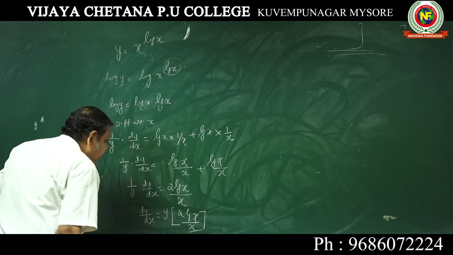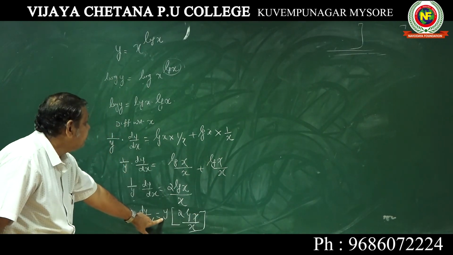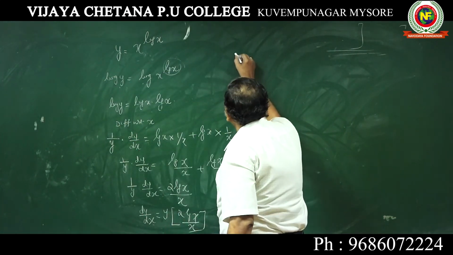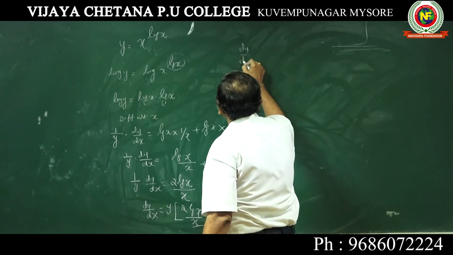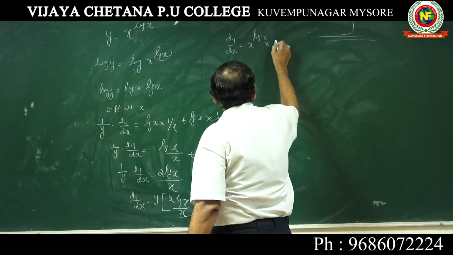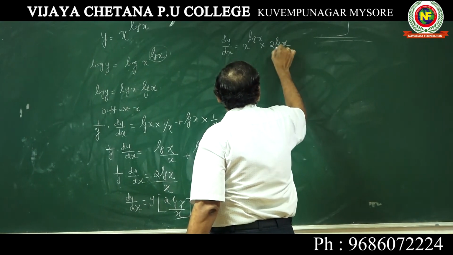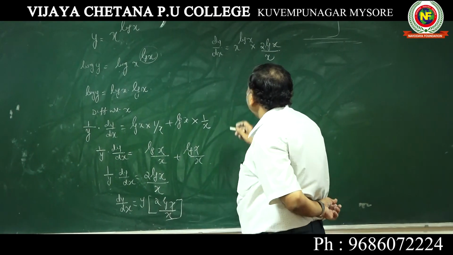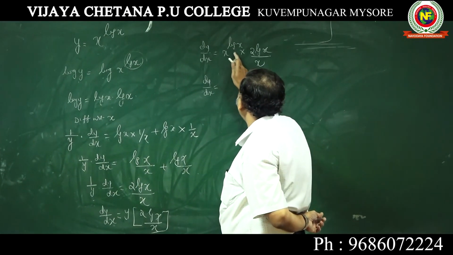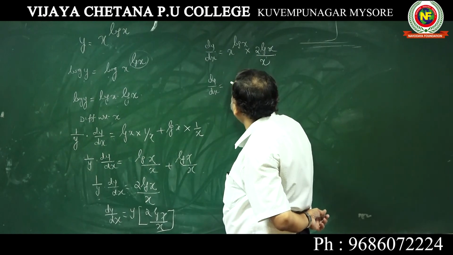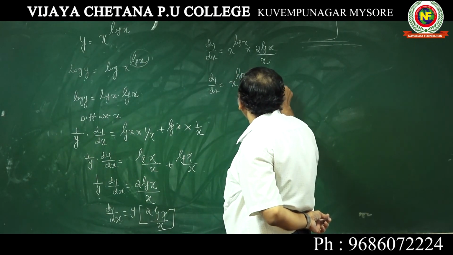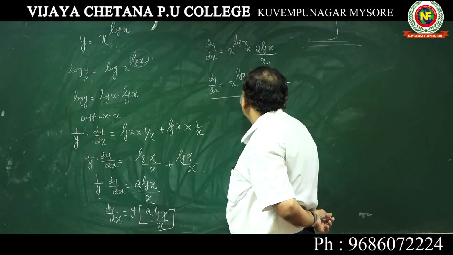But here I told you, please don't forget to write back what y is. y is nothing but x to the power of log x. So dy by dx is equal to x to the power of log x into 2 log x by x, or dy by dx is equal to x to the power of log x minus 1, into 2 log x. If you want, you can write it or keep it as it is. Don't exhibit your ignorance. This is the answer.